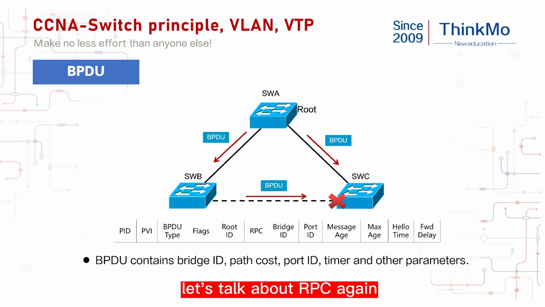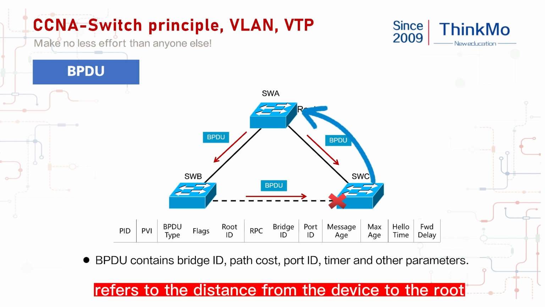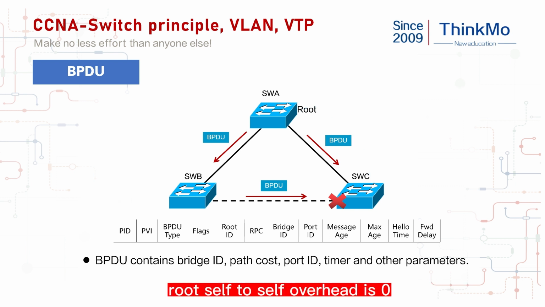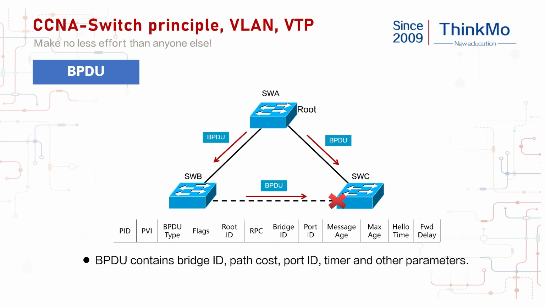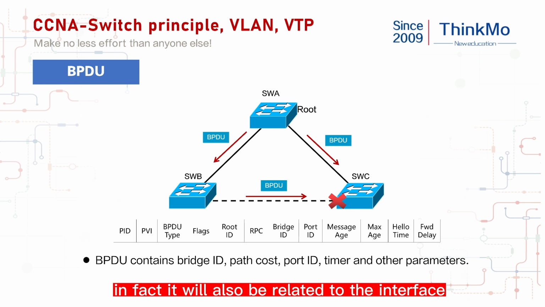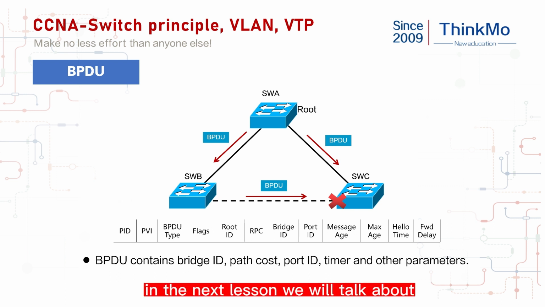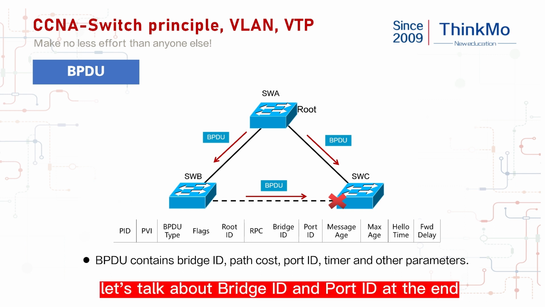Let's talk about RPC. RPC is short for root path cost. It refers to the distance from the device to the root. For the root, the root's cost to itself is 0. How to calculate the cost from other devices to the root is related to the interface. In the next lesson we will talk about it. First understand this. Let's talk about the bridge ID and port ID at the end.